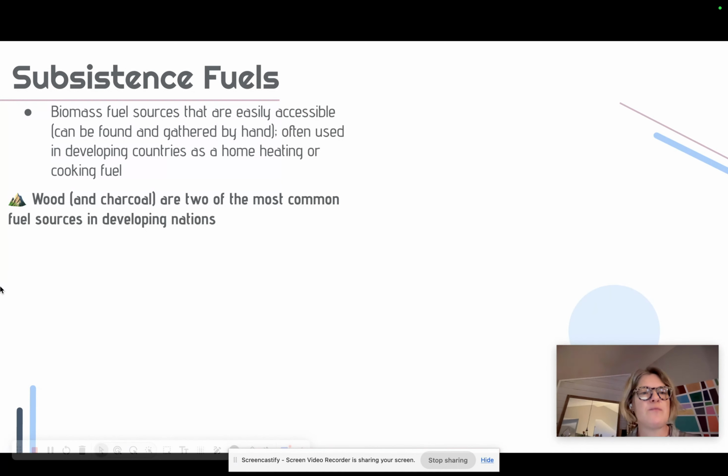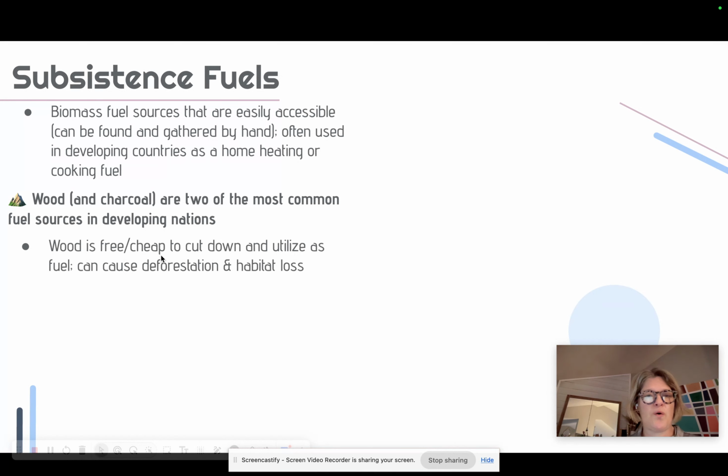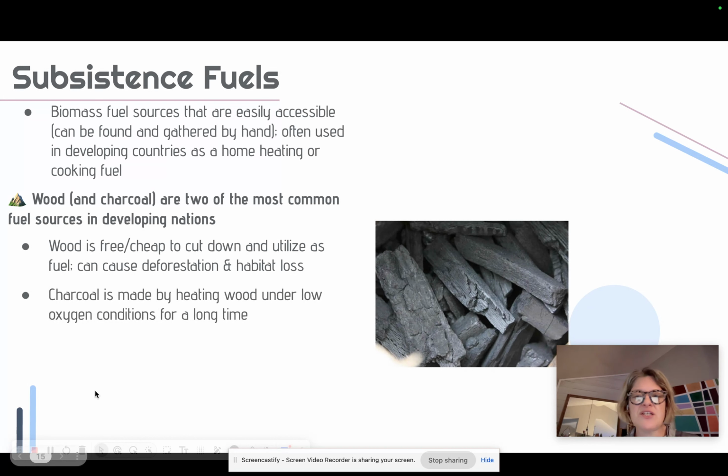Some of the major, really the only types of subsistence fuels are wood and charcoal. Those are the two most common fuel sources that are used in developing nations. Wood is essentially free, although we can move into a tragedy of the commons scenario when we have public lands with a lot of trees that people are just moving into and cutting down. It causes deforestation, which leads to habitat loss.